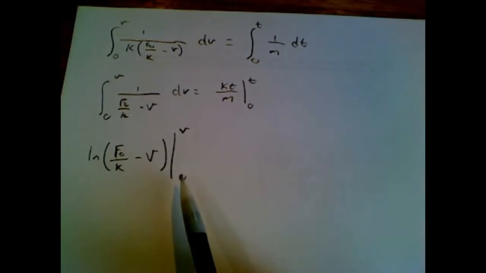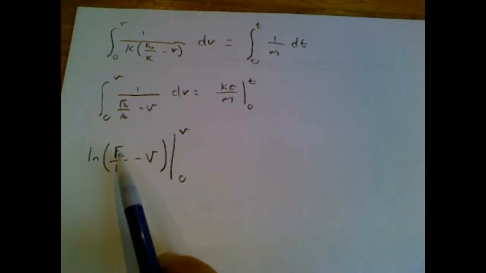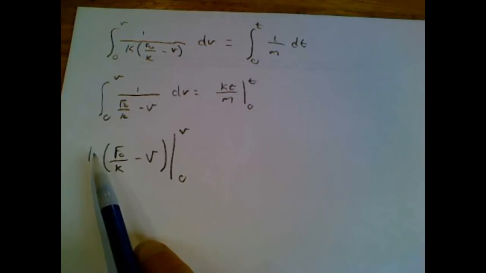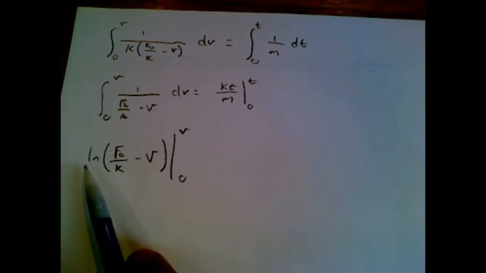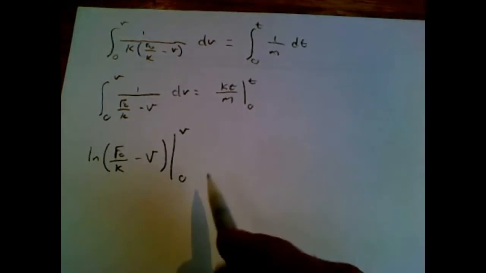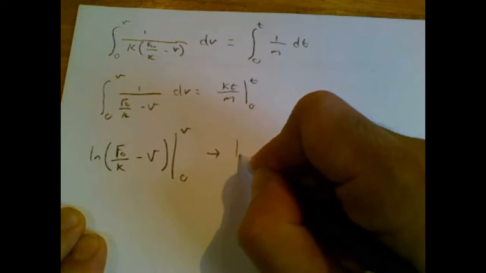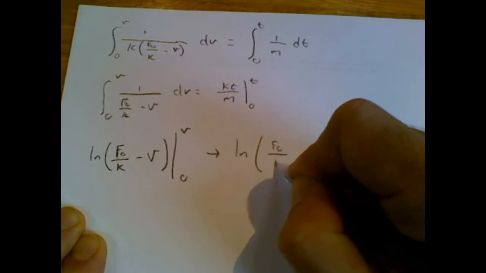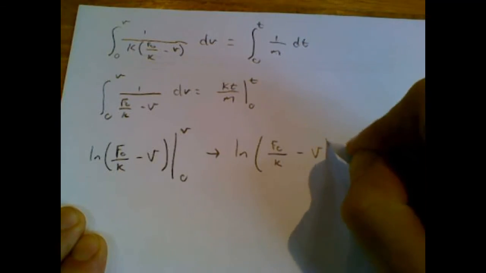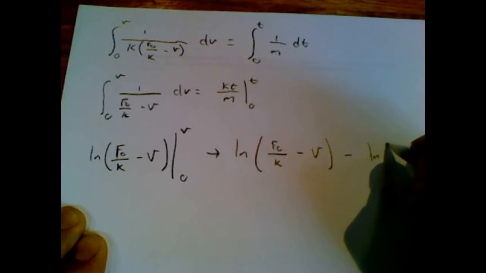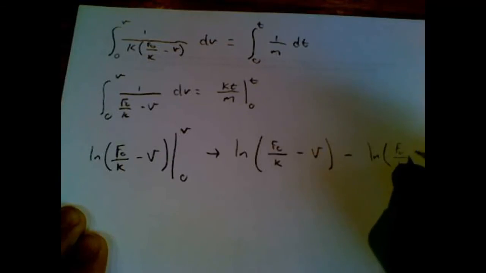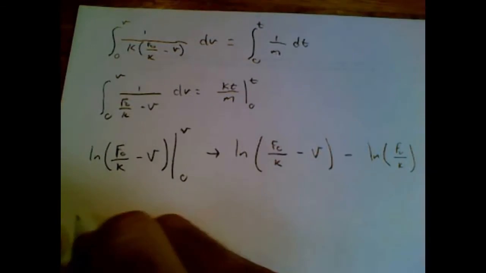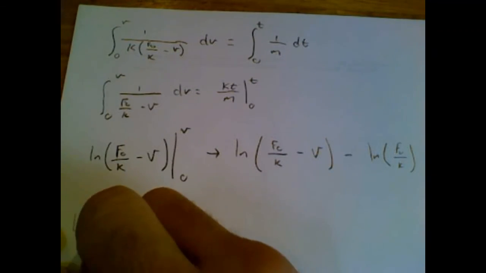Well, again, now when v is v, I'm going to have f naught over k minus v. When v is 0, it's going to be f naught over k. And if I have the natural log of f naught over k minus v minus the natural log of f naught over k, that's when I'm going to evaluate that, right? This would be ln f naught over k minus v minus the natural log of f naught over k.